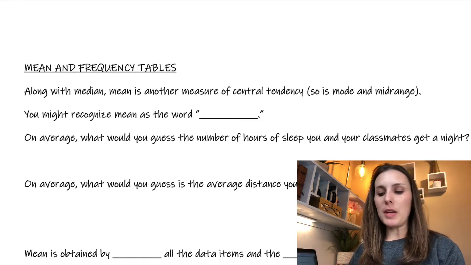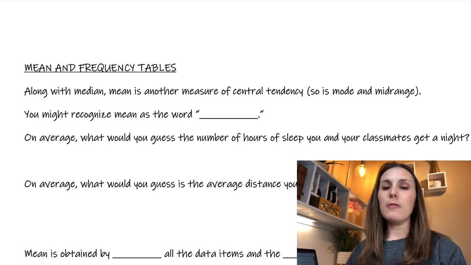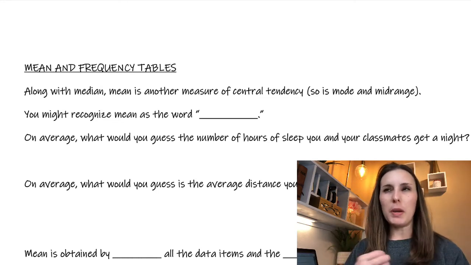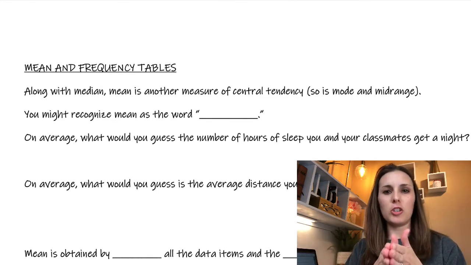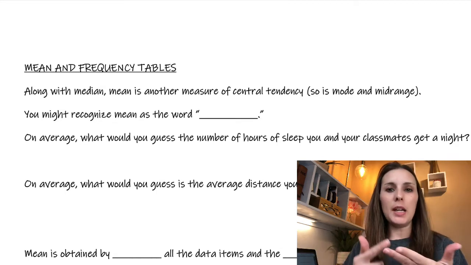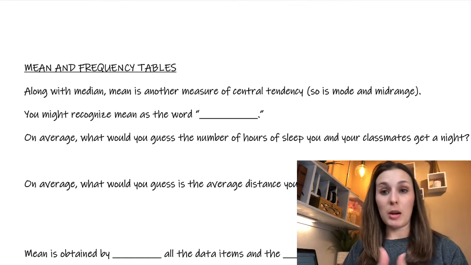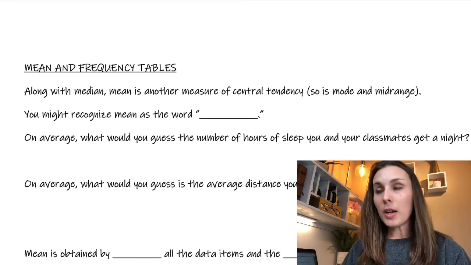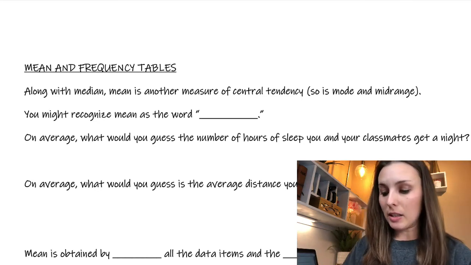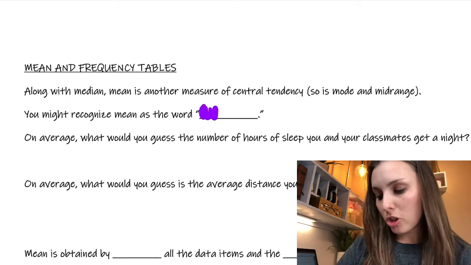So when you're doing basic statistics and it's asking for the mean, you're trying to get a picture of where the center of your data is. So mean, median, and mode are all your measures of central tendency. And today we're looking at mean. You might recognize mean as the word average.